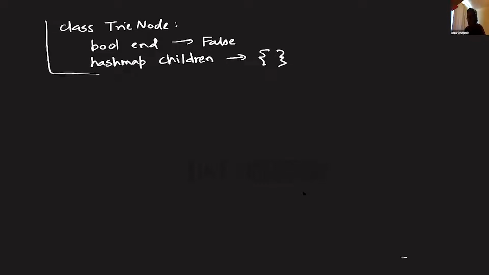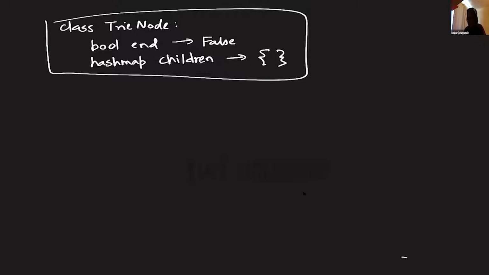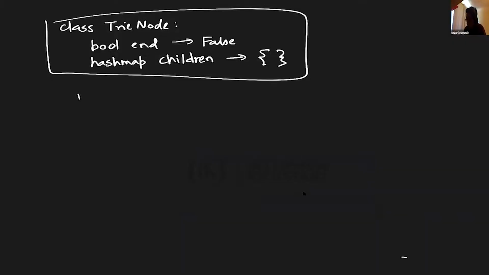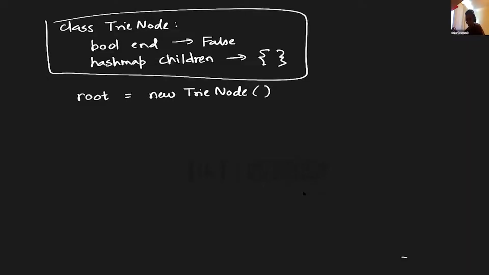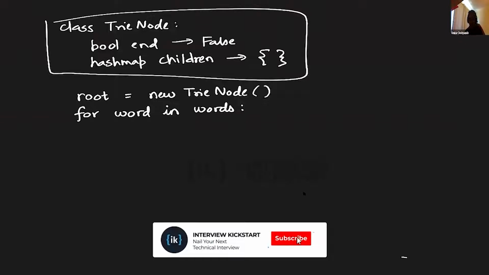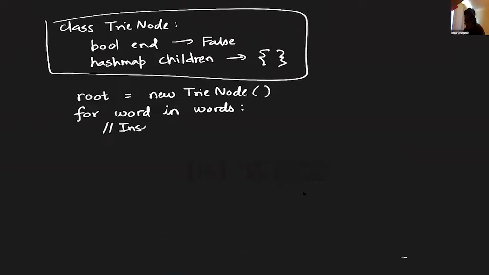So assuming that same basic definition, we can write the code for this problem by creating an empty trie and then inserting all the words in the dictionary into that trie. Okay, so this is the transform part where we go through each word in the collection of words, the dictionary, and insert the word into the trie.